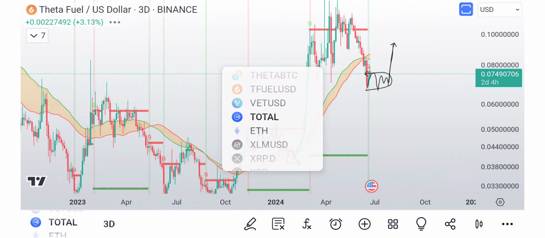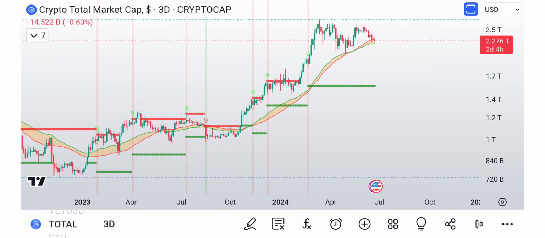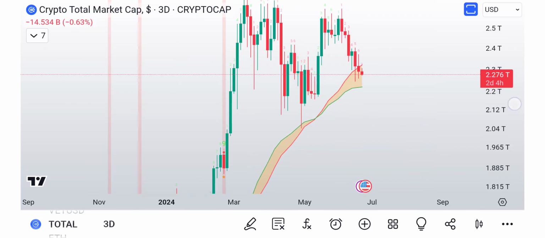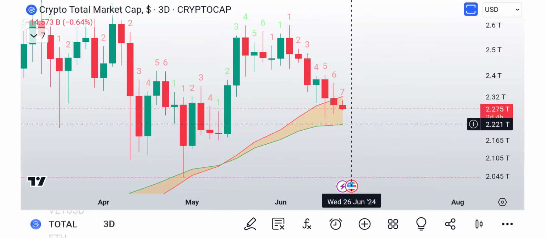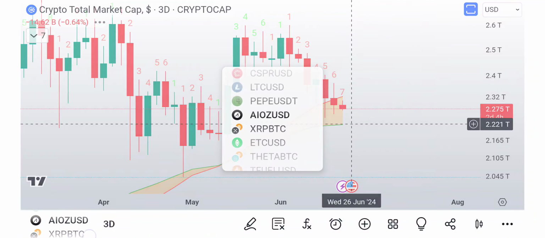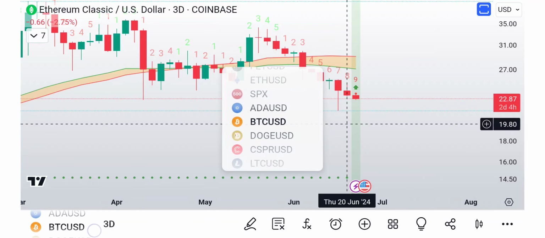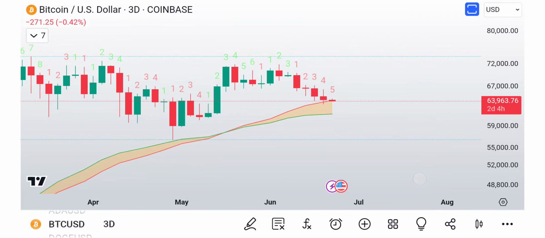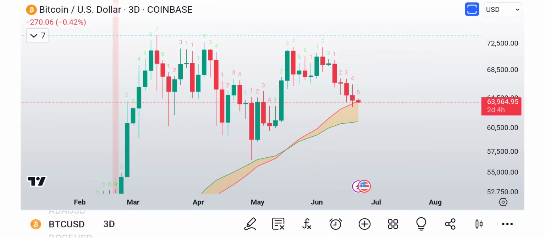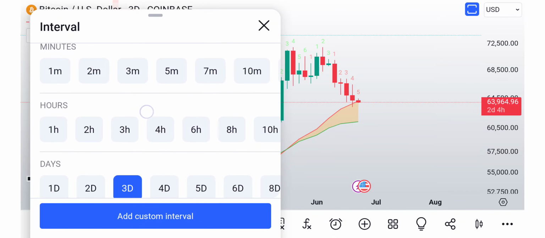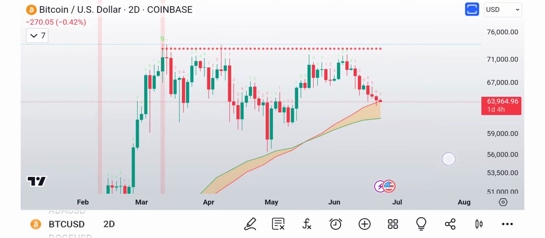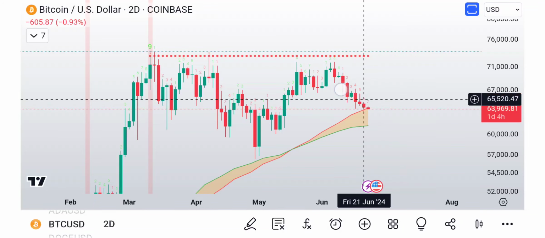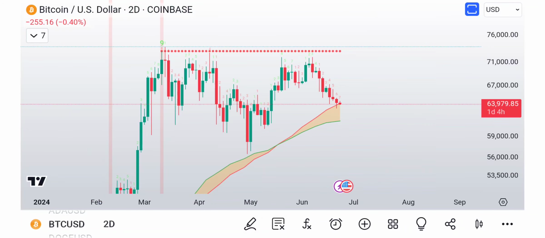There's still a lot of unknowns, like the dollar and Total 3. You also have Bitcoin dangling here on the bull market support band. Total is also on a 7, and Bitcoin's only on a 5. Let's see, do we have a 2-day chart? 2-day on a 7 on Bitcoin. So this is basically the apex.